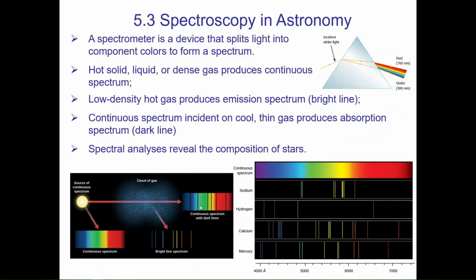Based on the location of the dark lines or black lines, we can compare them to the signature emission or absorption line locations of different elements. Therefore, spectrum analysis can reveal the composition of the star, what kind of material the stars are made from.